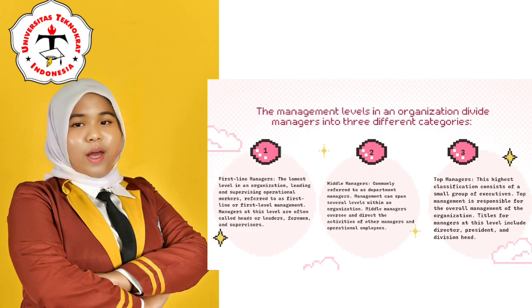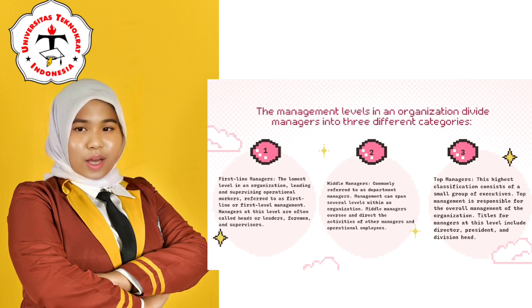First-line management. The lowest level in an organization that leads and supervises operational workers is called first-line management. These managers are known as leaders or foremen. Examples include factory foremen and section heads who directly oversee typists and accountants in a large office. Titles for these managers include president-director, vice-director, secretary, head of representatives, and so on.